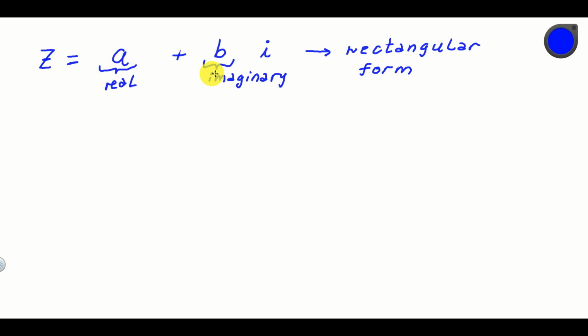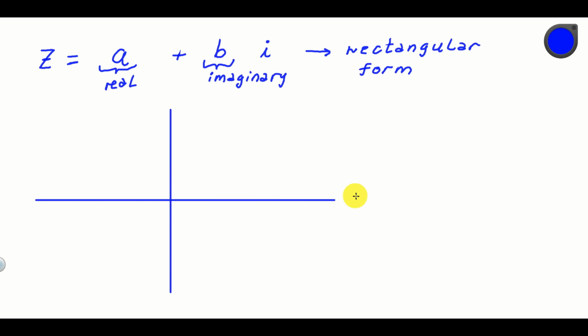This complex number can be mapped to the two-dimensional Cartesian plane. Let's explain that. Over here is my vertical axis, and over here is my horizontal axis. On the horizontal axis, I will enter the real part of my complex number, and this is the notation for the real part. On the y-axis, I will enter the imaginary part of the complex number, and this is the notation for the imaginary part.